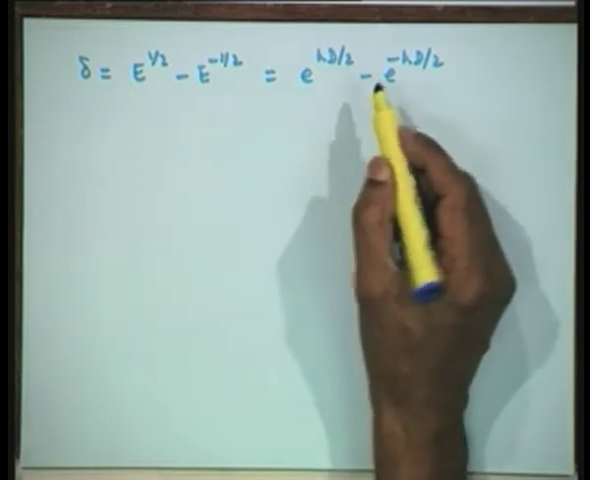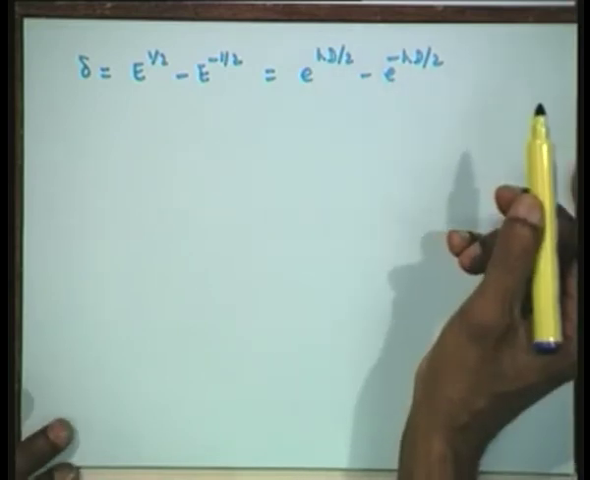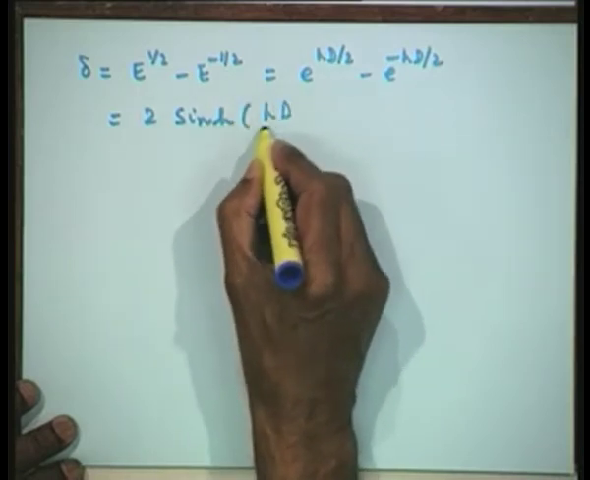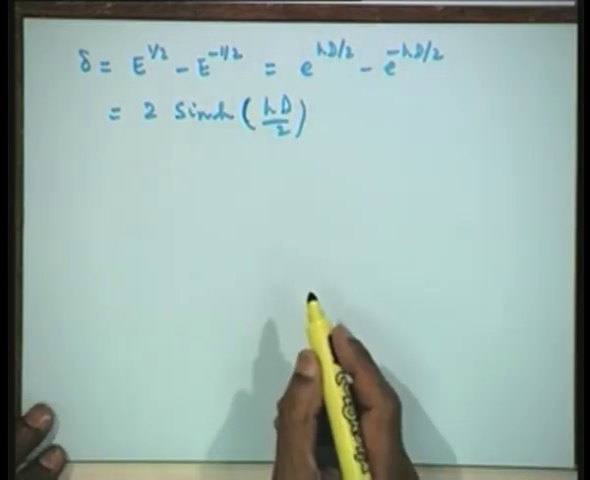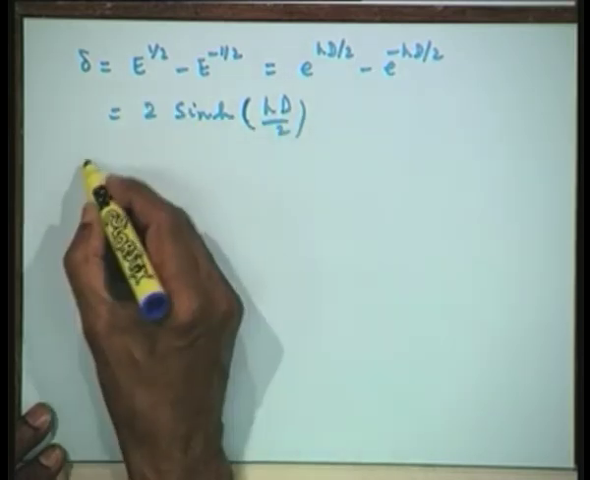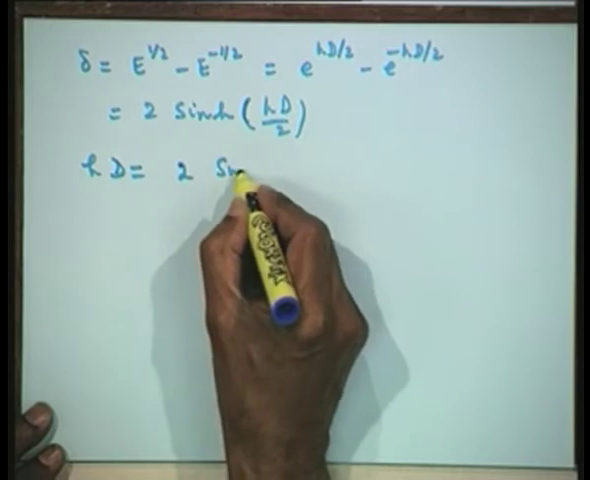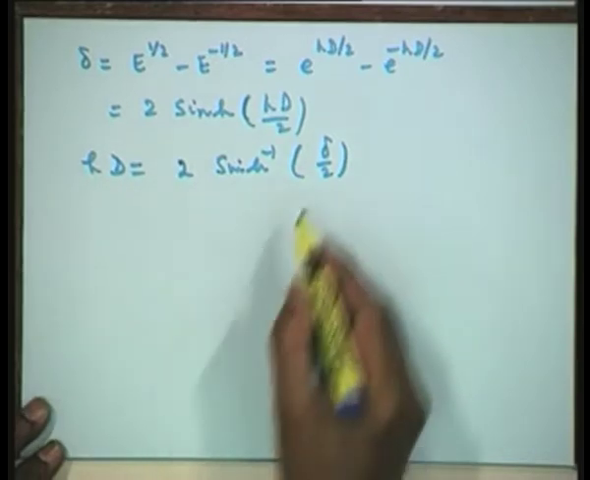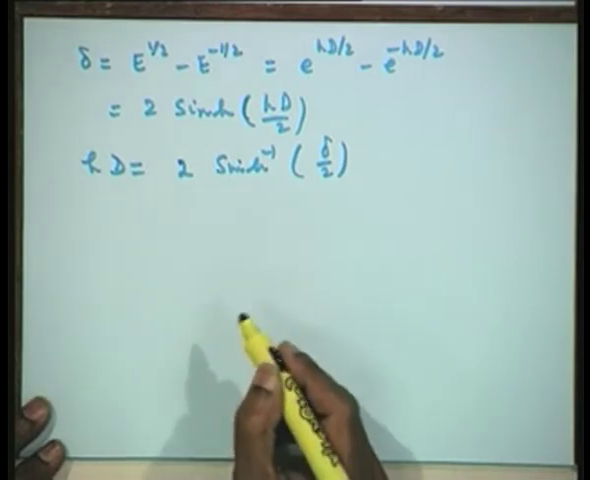Now this is of the form exponential of x minus exponential of minus x, that is equal to 2 sinh x. So I can write this as 2 times sinh of hD by 2. Now I can bring 2 to the left hand side and invert this to find hD. Therefore hD is equal to 2 times sinh inverse of delta by 2. We bring 2 to the denominator, invert it: hD is equal to 2 sinh inverse of delta by 2.